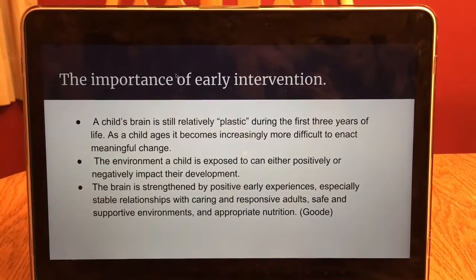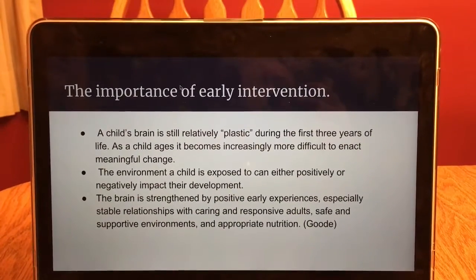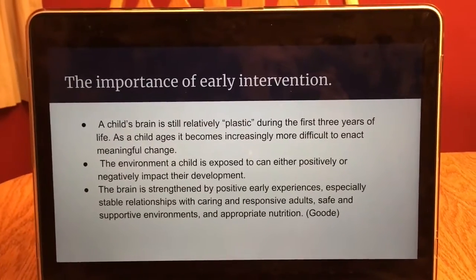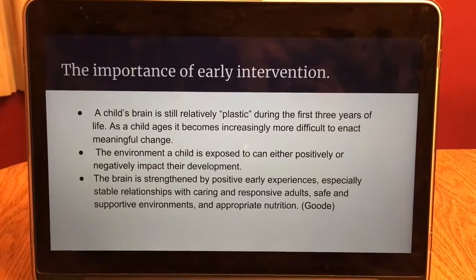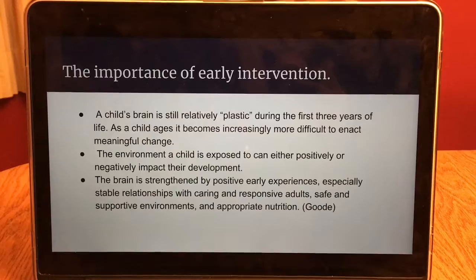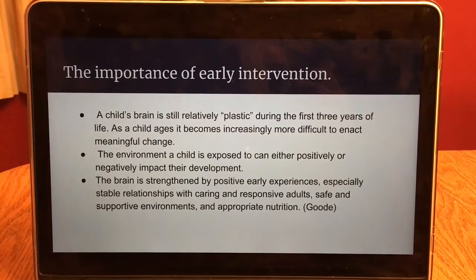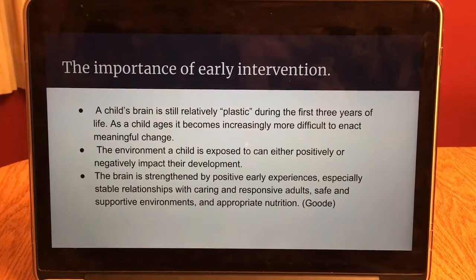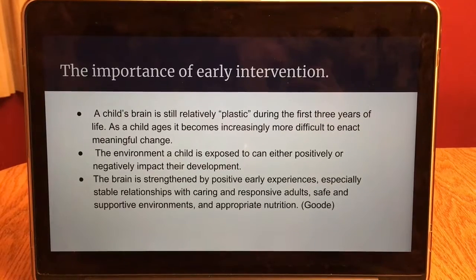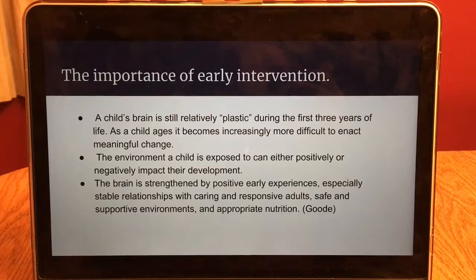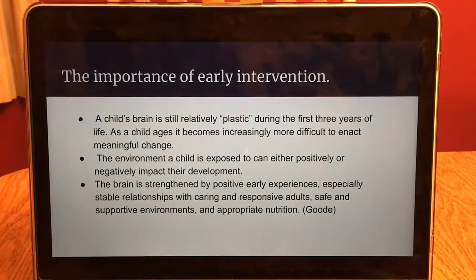The first and foremost, I think personally the most important reason, is because a child's brain is still relatively plastic, meaning flexible, during the first 3 years of life. As a child ages, it becomes increasingly more difficult to enact meaningful change. So the earlier that the intervention is put in place, the more effect it'll have in the long run. A second reason is that the environment a child is exposed to can either positively or negatively impact their development. So getting involved with that early intervention and suiting the environment to the child's needs really does help as well.